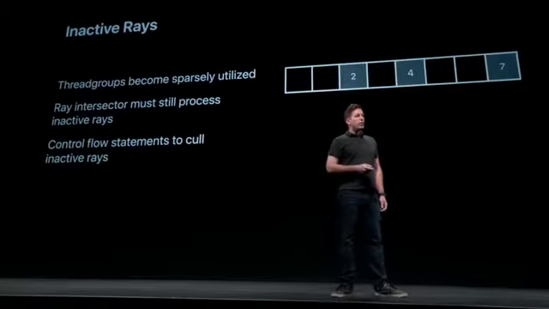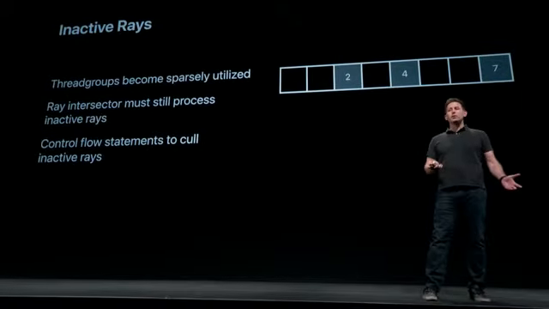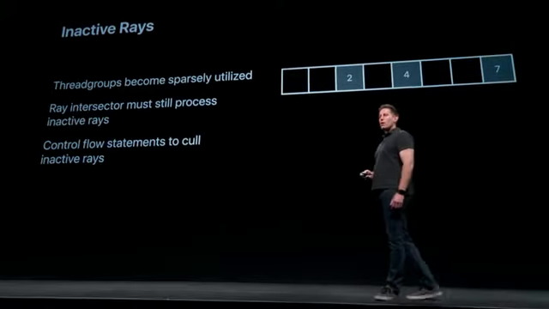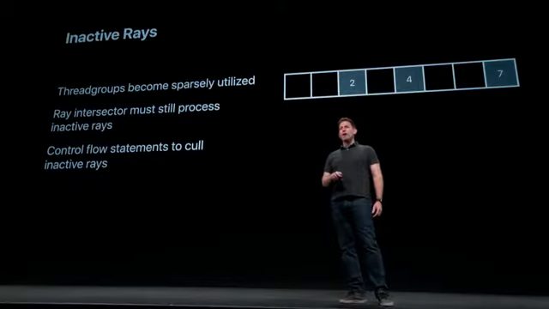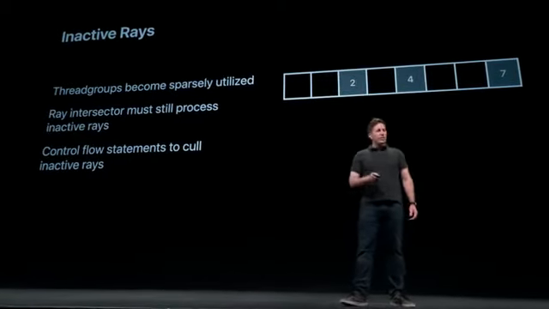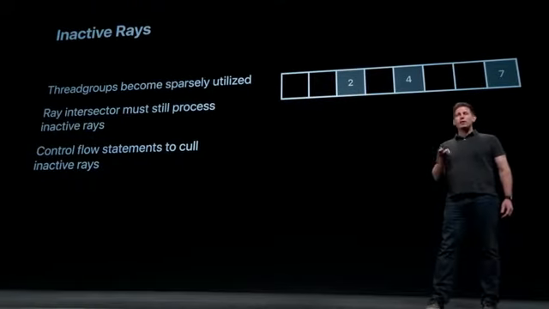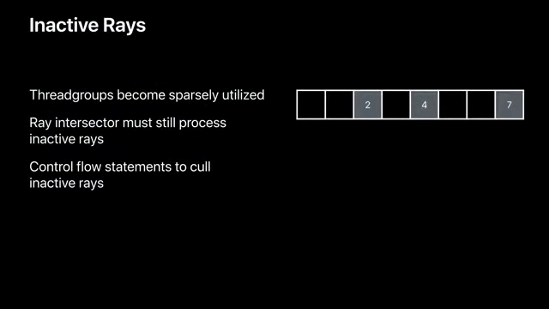In this example, we know a lot of the rays in our ray buffer will be inactive, and any time we spend processing them will be wasted. But because we don't know in advance which rays are going to be inactive, the Metal ray intersector and all of the shaders that process its results are still going to have to be run on all of them. That means we'll have to allocate thread group memory, the compiler may be prefetching data, and we may have to add control flow statements to cull inactive rays. Our occupancy here stays the same, but our thread groups have become sparsely utilized, and we're wasting all of that processor capacity.